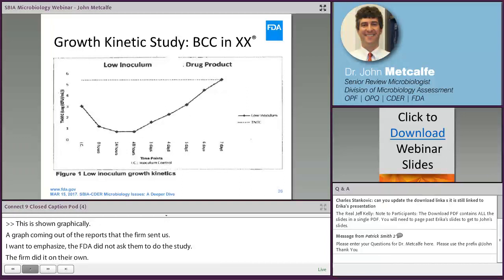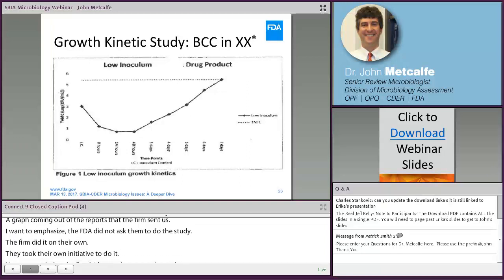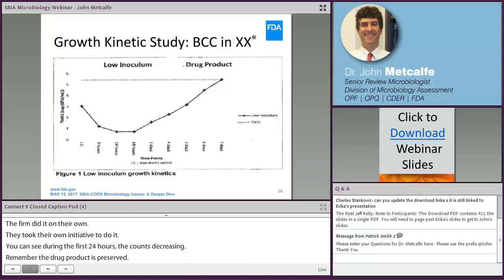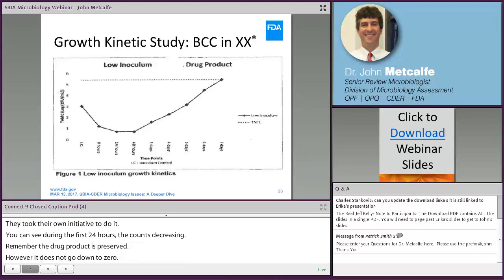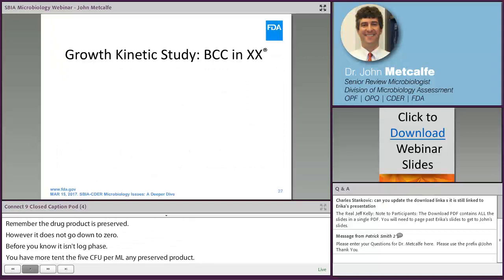during the first 24 hours, those counts decreasing because, remember, the drug product is preserved. However, it doesn't go down to 0, and before you know it, it's in log phase. So after a week, you've got more than 10 to the 5 CFUs per ml in a preserved product. Again, this point that we wanted to emphasize about Burkholderia and its ability to grow through preservatives.